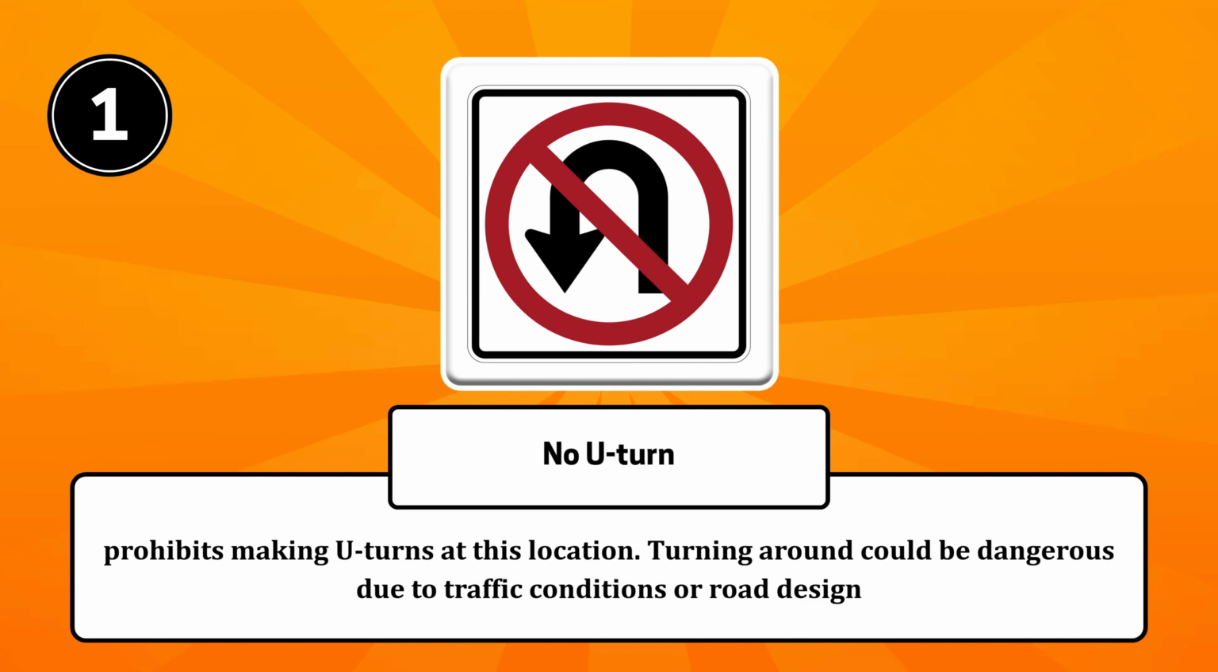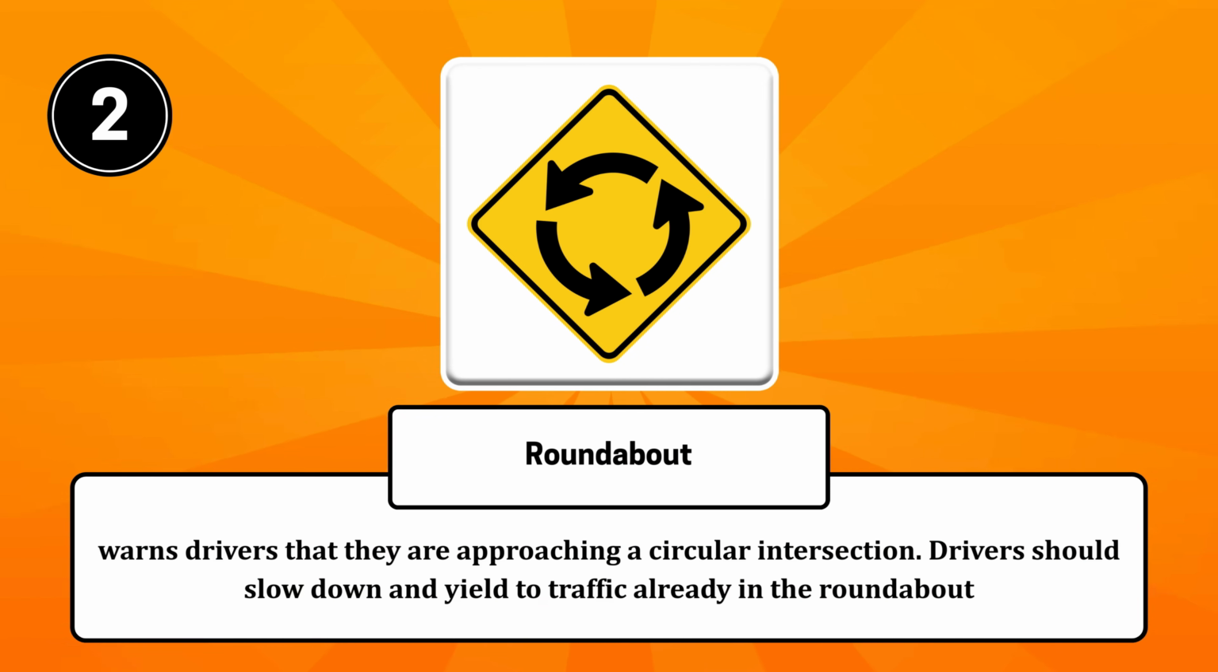The no U-turn sign prohibits making U-turns at this location. Turning around could be dangerous due to traffic conditions or road design. The roundabout sign warns drivers that they are approaching a circular intersection. Drivers should slow down and yield to traffic already in the roundabout.